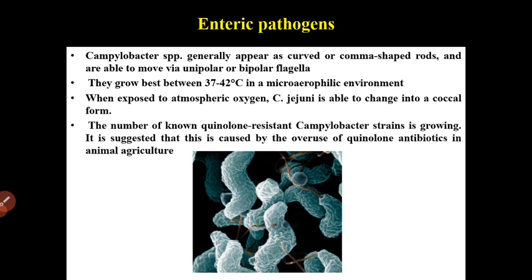When exposed to atmospheric oxygen, Campylobacter jejuni is able to change into a coccal form. It can change its form. Understood? The number of known quinolone-resistant Campylobacter strains is growing. It is suggested that this is caused by the overuse of quinolone antibiotics in animal agriculture.